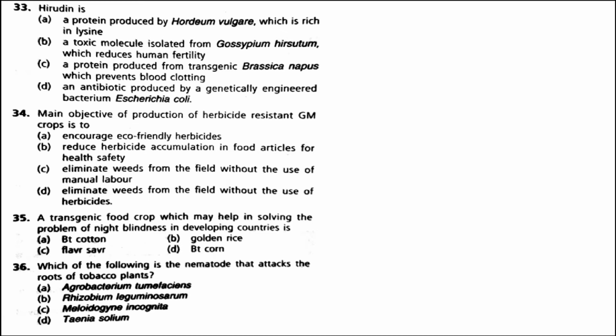Next, which of the following is the nematode that attacks the roots of tobacco plant? A. Agrobacterium tumefaciens, B. Rhizobium leguminosarum, C. Meloidogyne incognita, and D. Taenia solium. And the answer is option C, Meloidogyne incognita.